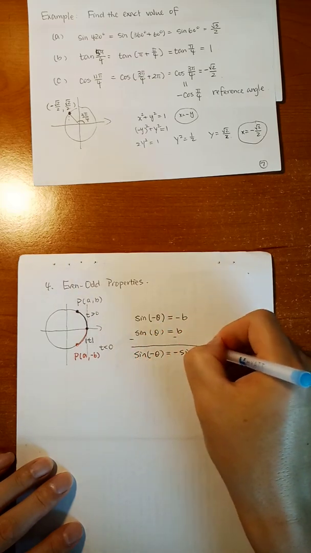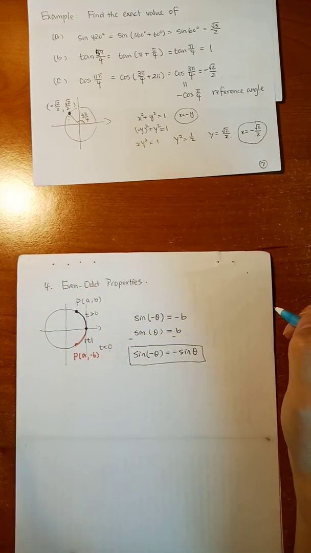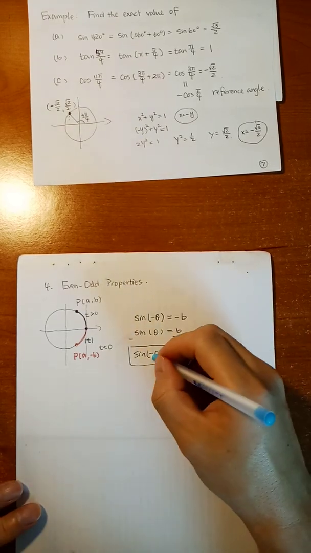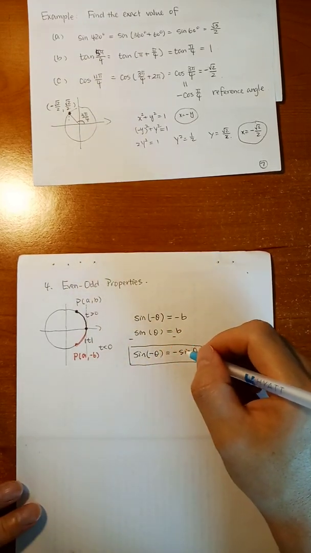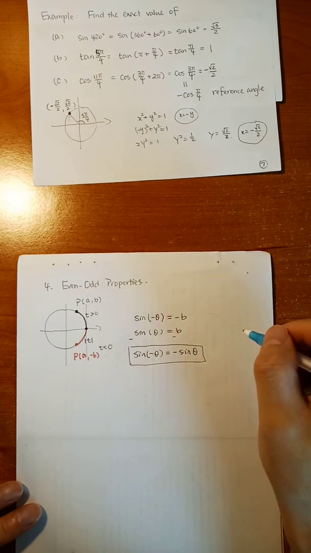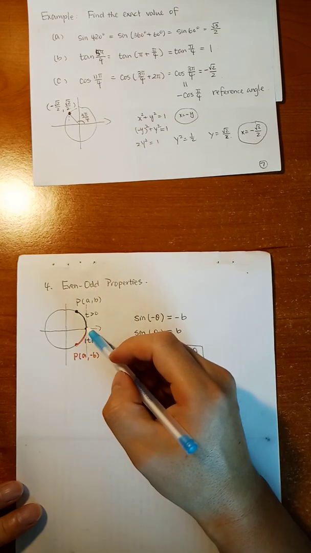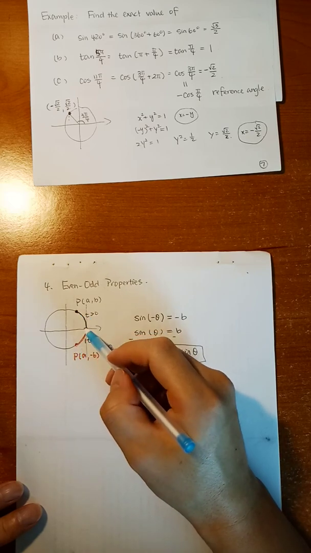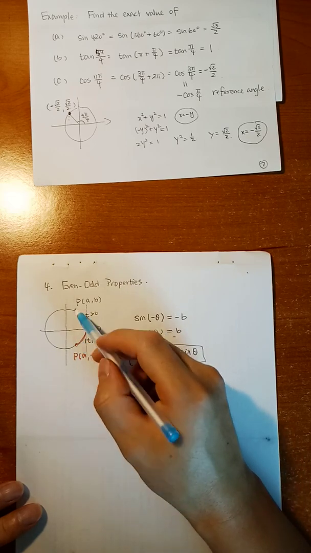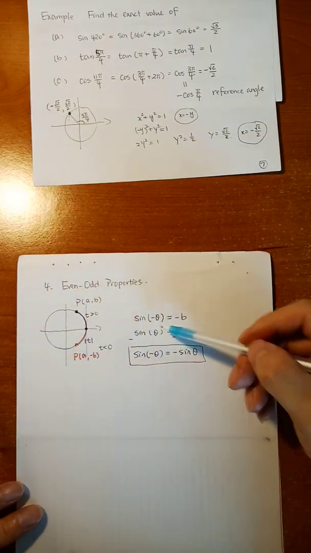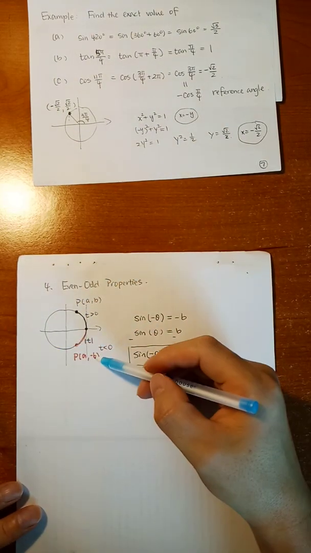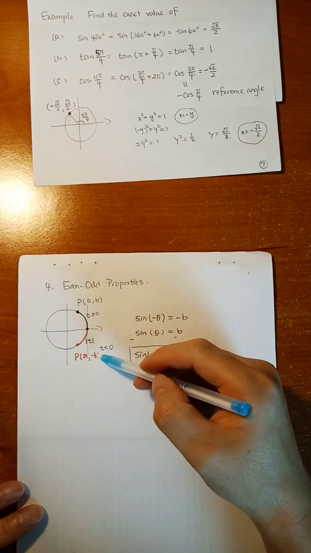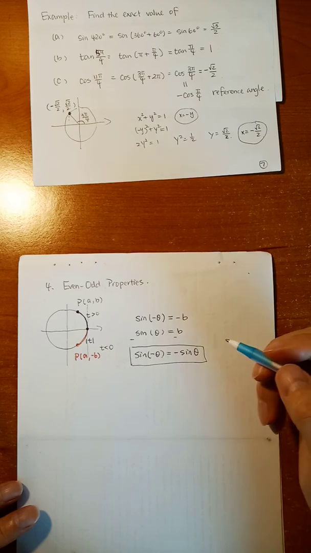So this is the even-odd property. The sine function is an odd function. If you have a negative sign, you can move it forward. Positive goes up, negative goes down. Since you move the same distance, those two points are symmetric about the x-axis. If they are symmetric about the x-axis, they share the same x-coordinate but have different signs for the y-coordinate.